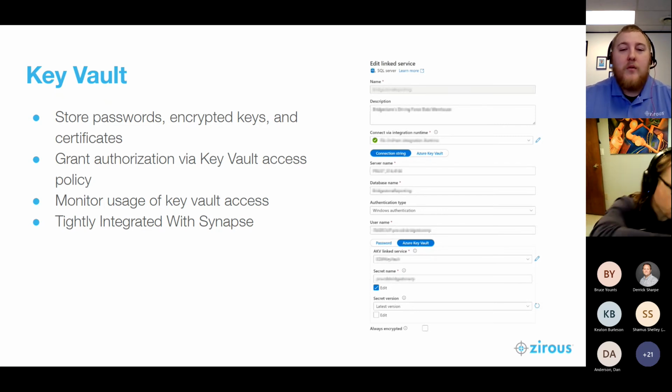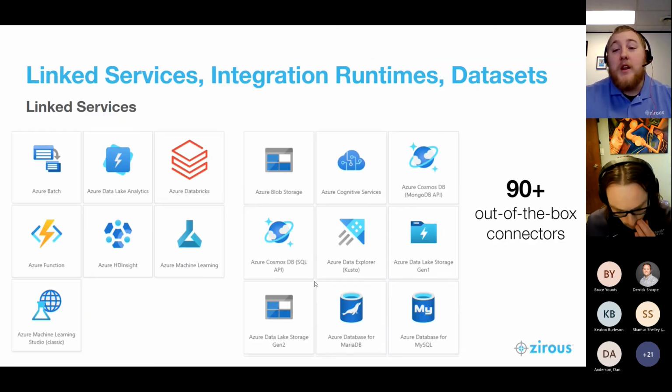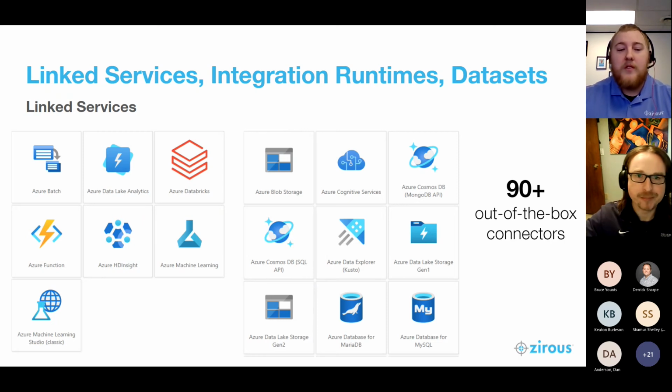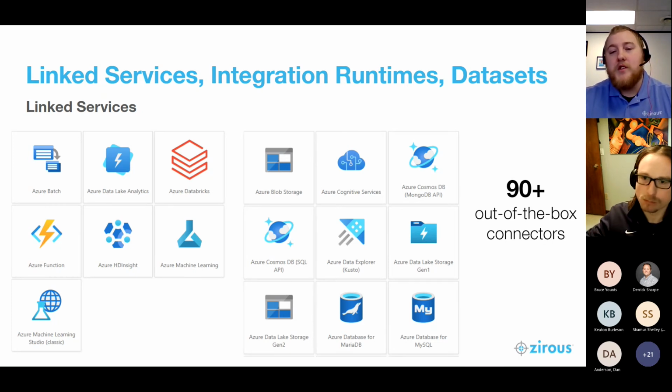So to summarize where we're at right now, we've talked about where our data is going to be living, what that looks like, and how we're going to be storing access and credentials to that data. Next up, we're going to be talking about how we connect to those data sources themselves, not just how we store the credentials. For the connections to data sources, we have three main tools that we're going to be using, which are linked services, integration runtimes, and datasets.